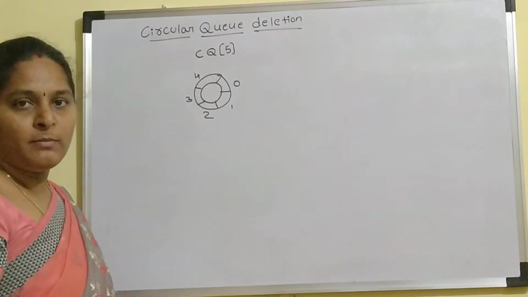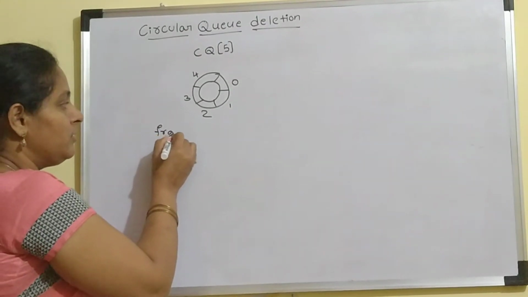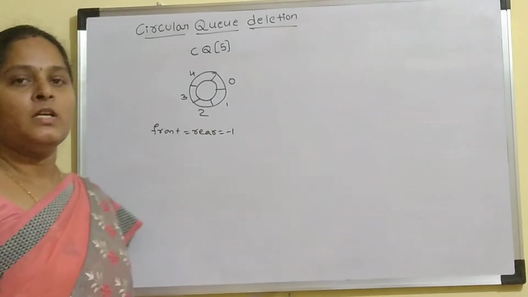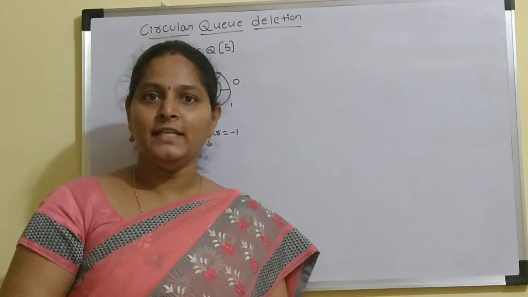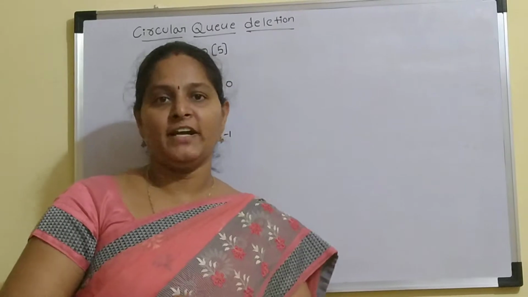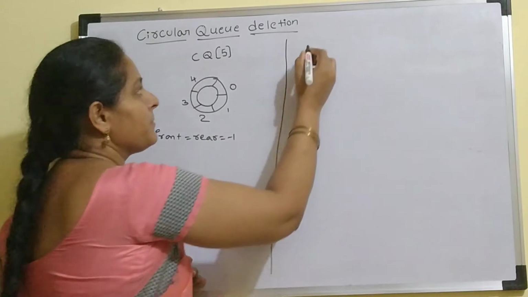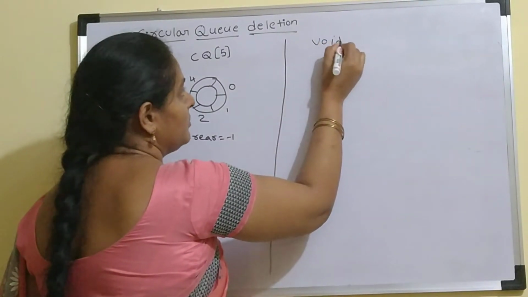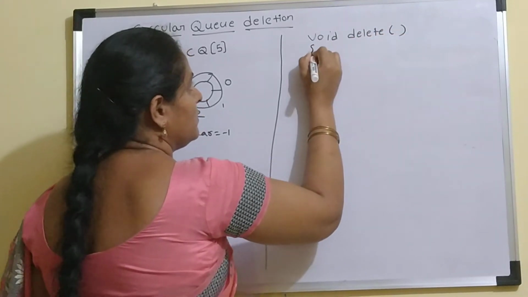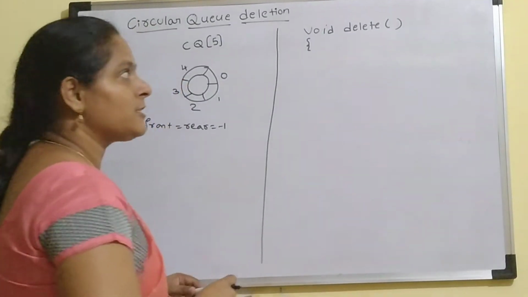As we know very well, whenever the circular queue is empty, the front and rear pointers point to -1. So in a circular queue also, just like in a linear queue, insertion will be done from the rear end and deletion will be done from the front end. Let us see the code also parallelly. Deletion operation is also called the dequeue operation. As we know very well about this, let us see the delete operation.